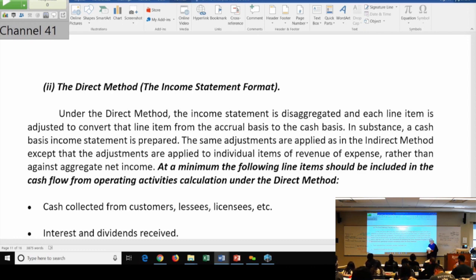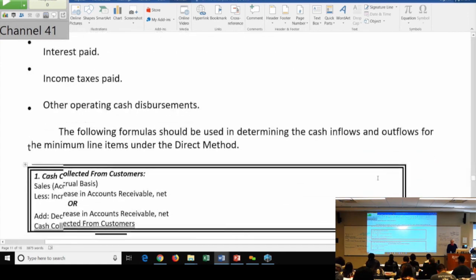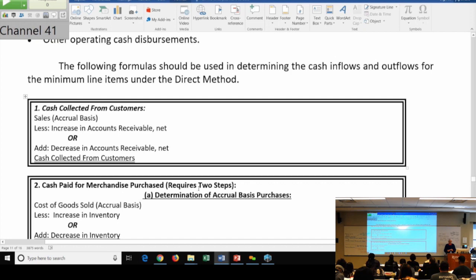So you will see something like this. Cash collected from customers, interest and dividends received, other operating cash received, cash paid to employees, interest paid, taxes, other operating cash disbursements. So these will be line items. Now, how do you get them? Well, we're going to see a couple of things in a second, but let me just give you an example. Sales. If you took accrual basis sales and subtract out the increase in accounts receivable, or if there was a decrease in receivables, you would add it, that would give you cash collected from customers.